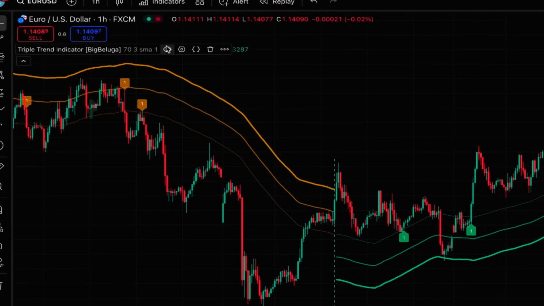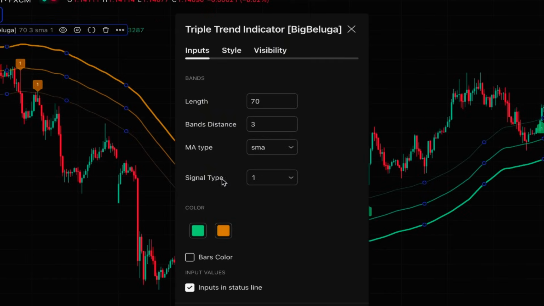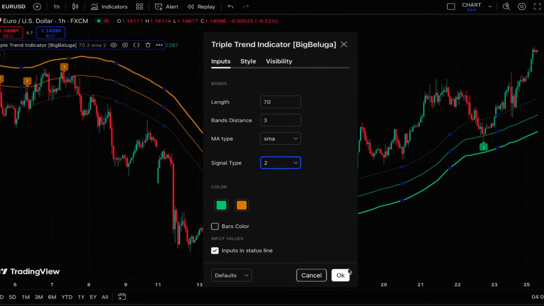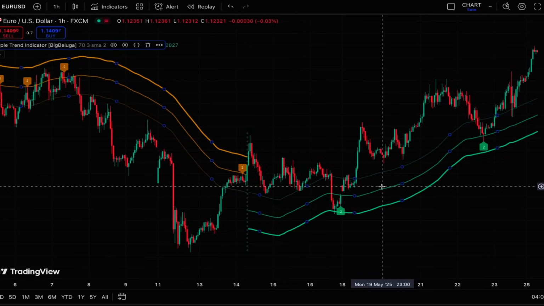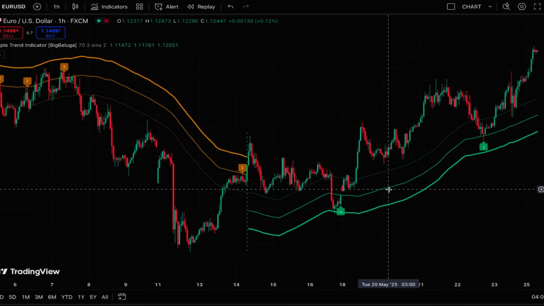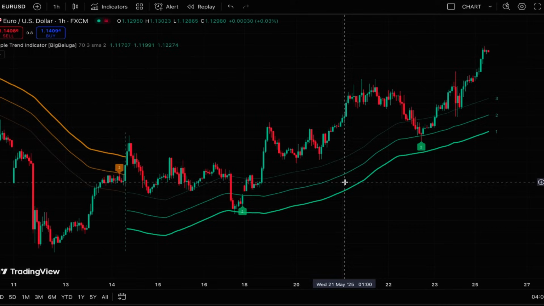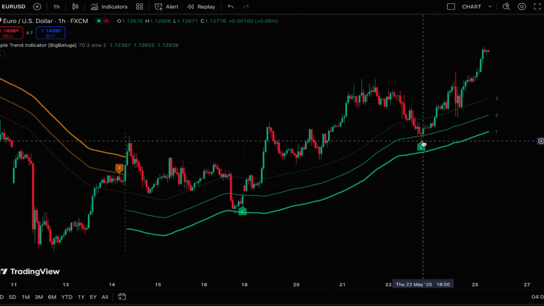If we go to the settings of the indicator, here for the signal type, you can see that we have three types of signals. Type 1 is when the price touches the first band, type 2 the second band, and type 3 the third band. Depending on your trading strategy, you can have any of them or all of them on your chart. In the strategy that I'm going to explain, I need the signal type 2. So I choose this one and this is when the price has interactions with the second band, this band in the middle.